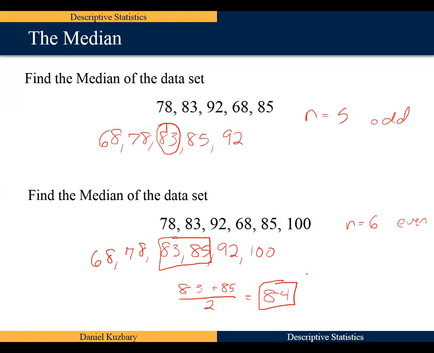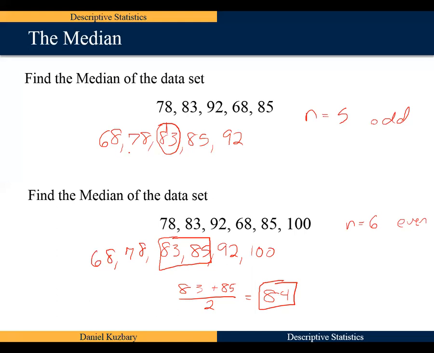Now here's something interesting. 84 is not in the data set. But by the definition of the median, it is the median. So an interesting property of the median is that the median does not have to be in the data set. It's worth saying again: the median does not have to be a number in the data set. Sometimes it is, like 83. Sometimes it's not, like 84. But either way, this number perfectly divides the data in half. So these three numbers are less than 84. These three numbers are bigger. Same here.